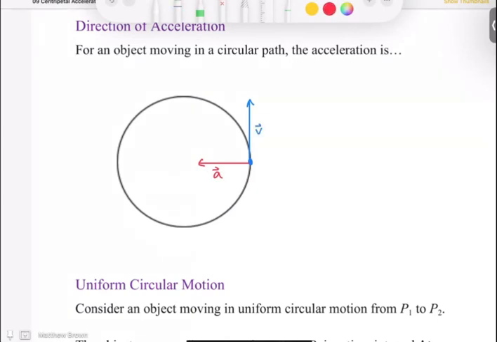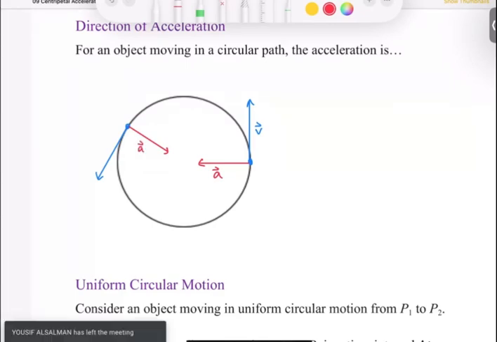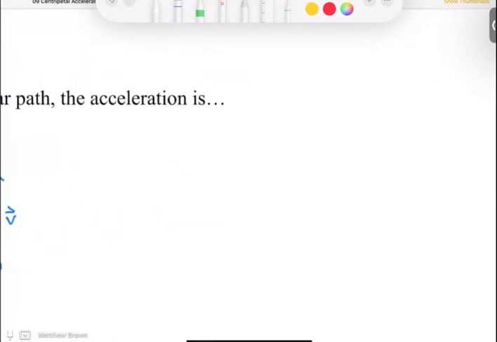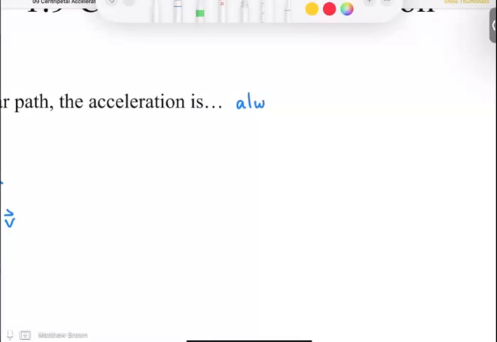So at this point, there's v. And as it continues to go around at some later time, velocity would always be, like I said, perpendicular to the radius of this thing, if you're drawing a tangent line, and the acceleration would always be right toward the center. And that's always the case as it goes around and around in a circle. So up here I kind of left it hanging, didn't I? For an object moving in a circular path, the acceleration is always toward the center.